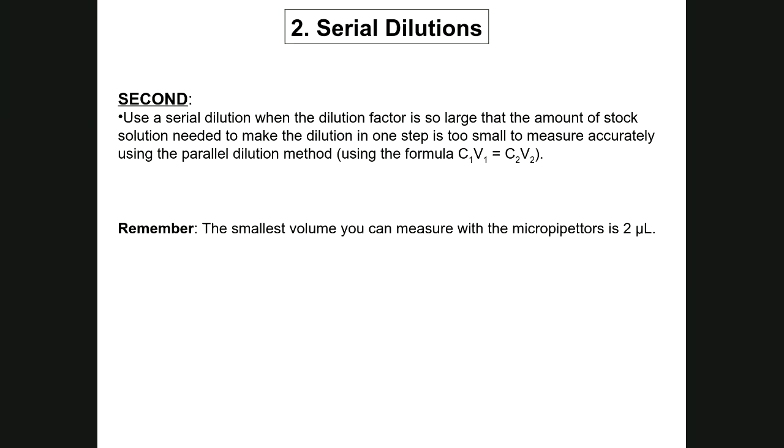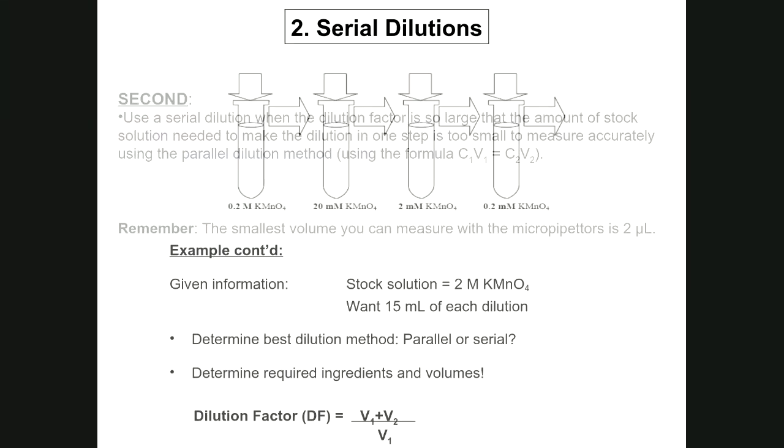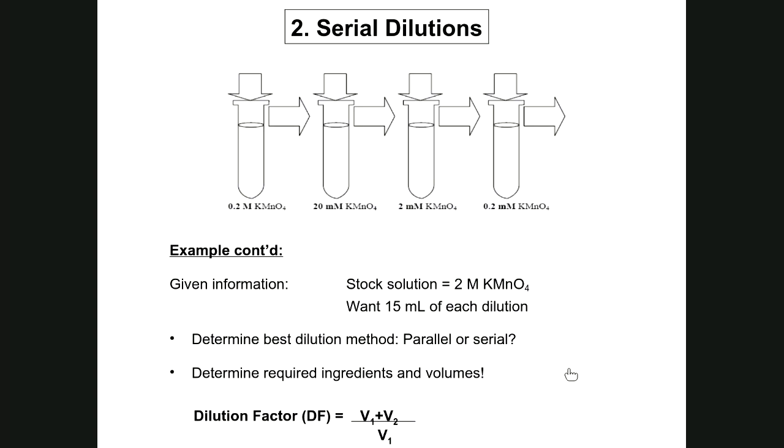I jumped ahead of myself. What will happen is it'll give you a stock solution at a concentration, and it'll say, I want 15 mils of each dilution. You'll determine the best dilution method, and if it's serial, you're going to use this formula only 1 time, and you're going to solve for V1.